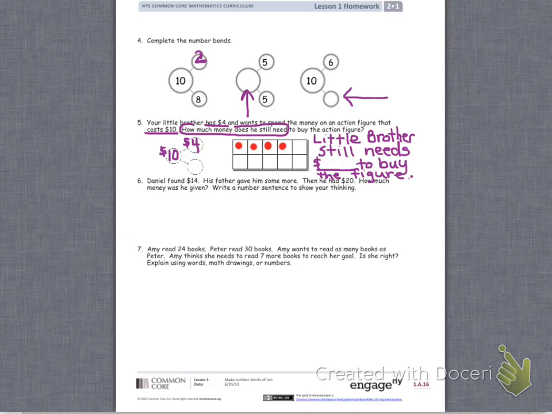For number 6 and number 7, your student can use similar strategies to solve the problems.